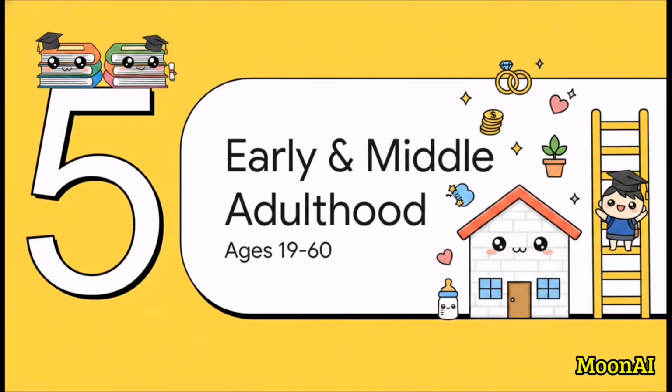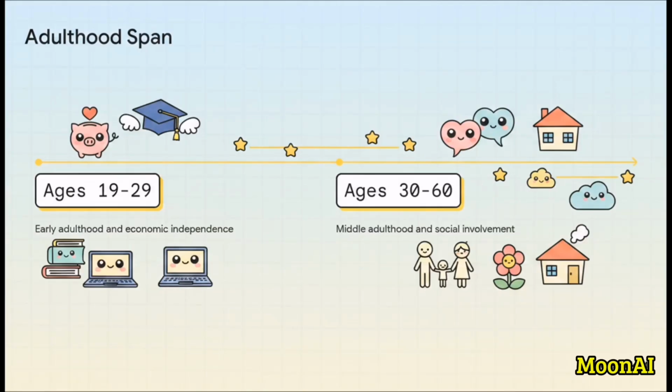Let's move ahead to Section 5, Early and Middle Adulthood, ages 19 to 60. Let's see how this all builds by looking at the levels you will be facing very, very soon after you graduate. Just look at the massive span of time we are covering here. Early adulthood stretches from age 19 to 29, and middle adulthood goes from 30 all the way to 60. This giant chunk of the timeline represents the vast majority of your future working and family lives.